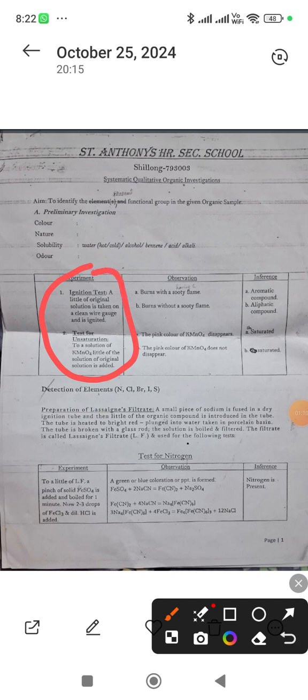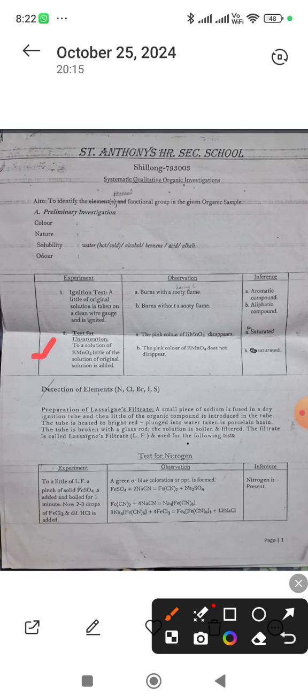First you will write ignition test, and if your compound is aromatic, then you will write the observation: burns with a sooty flame. And if your compound was aliphatic, then you will write: burns without a sooty flame. Don't write both the observations. A compound cannot be aliphatic as well as aromatic at the same time.